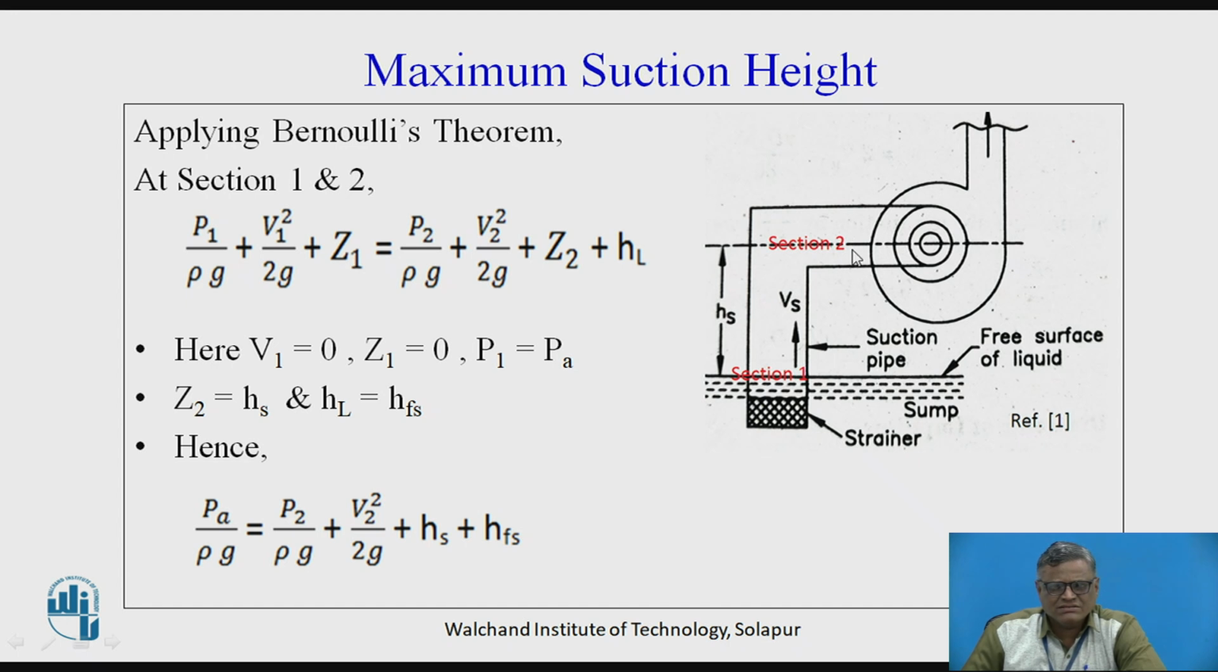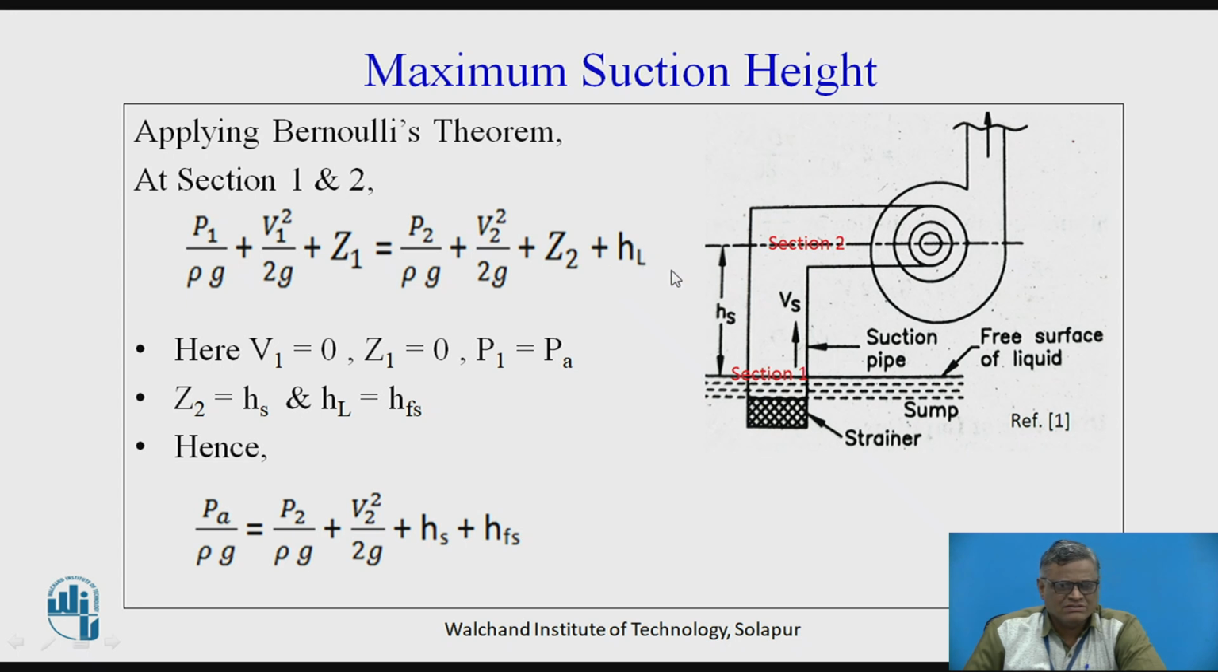The second section is going to be at the center of the impeller. Applying Bernoulli's theorem at section 1 and section 2: firstly, P1 by rho g plus V1 square by 2g plus Z1 is equal to P2 by rho g plus V2 square by 2g plus Z2 plus the head loss which is occurring, that we have written.